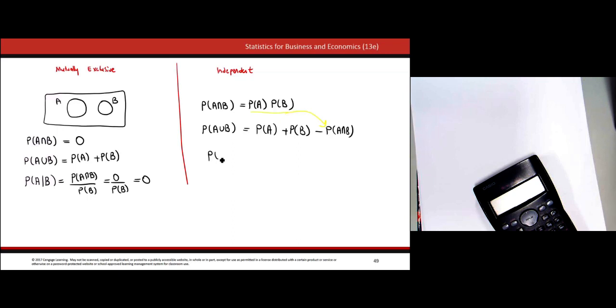How about if A and B are independent? What is A given B? If they are independent, given B has already occurred, it doesn't change the probability of A. This is the probability of A. Same thing as B given A. If they are independent, it's important to know the difference between mutually exclusive and independent events.